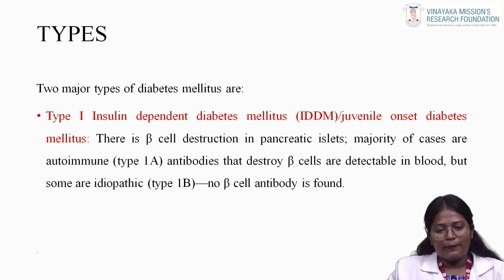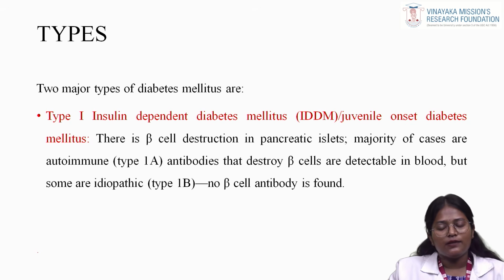Moving into the types. There are two major types of diabetes mellitus, type 1 diabetes and type 2 diabetes mellitus. Type 1 differs from type 2 because type 1 is majorly due to an autoimmune condition, and type 2 is the more common one. 90% or the majority of cases that we are seeing nowadays is type 2 diabetes mellitus. Here we will be seeing the types.